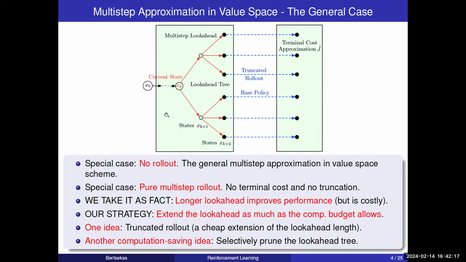Another potentially computation saving idea is to selectively prune states and trajectories in the look ahead tree. So the idea is to only consider a portion of this look ahead tree and sort of narrow it down. And if you do that, you can look ahead for longer with the same computational budget.